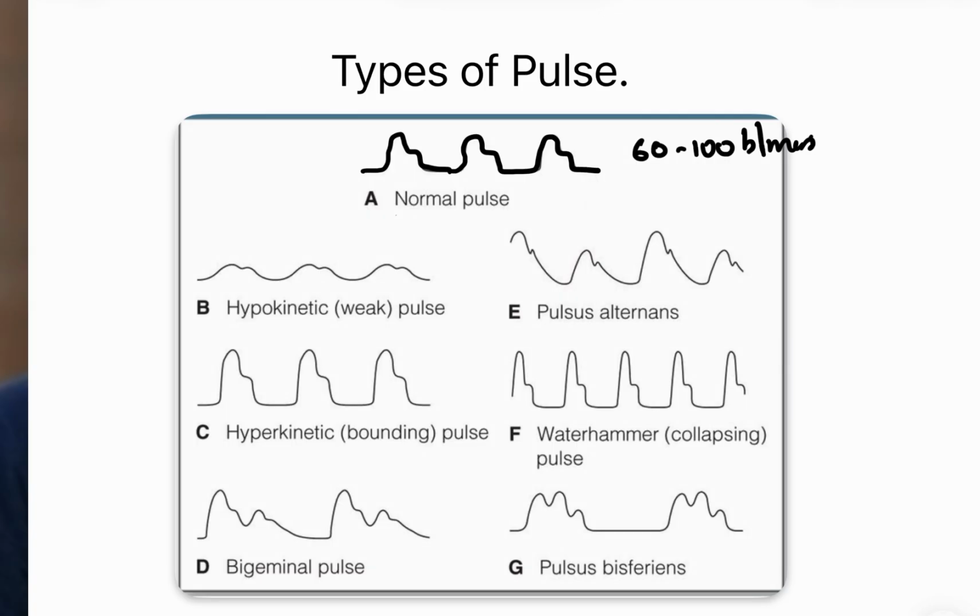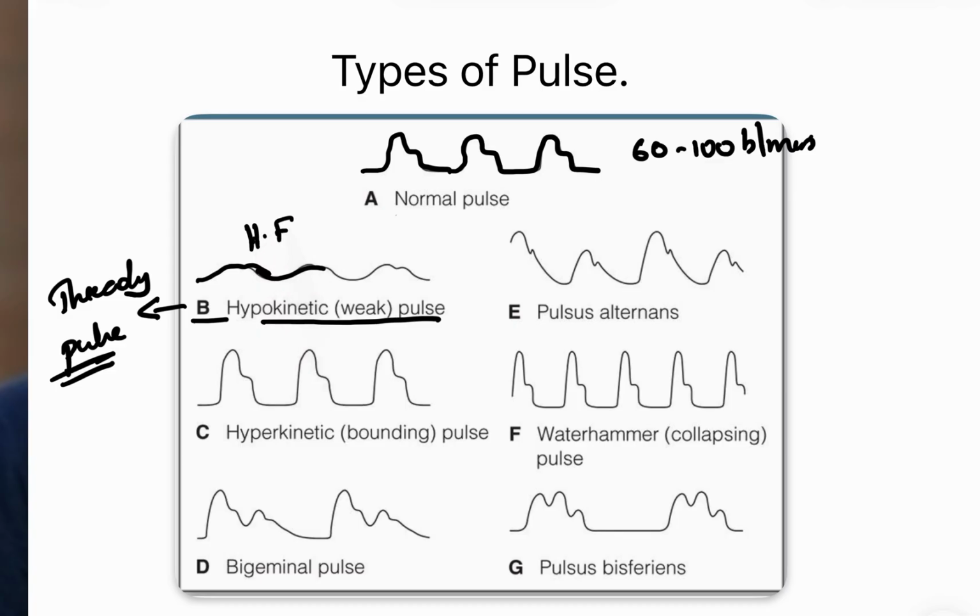Okay, and now we are going to the hypokinetic pulse, also known as a weak pulse. In some disease conditions, we will call this pulse a thready pulse. Thready pulse or hypokinetic pulse is a low amplitude, weak arterial pulse. It is mostly seen in disease conditions like heart failure or aortic stenosis. In these disease conditions, the most common sign is a hypokinetic or thready pulse.